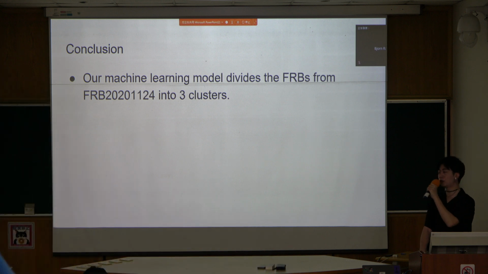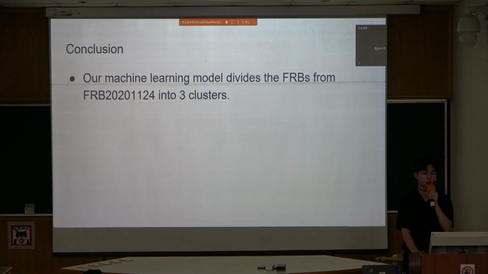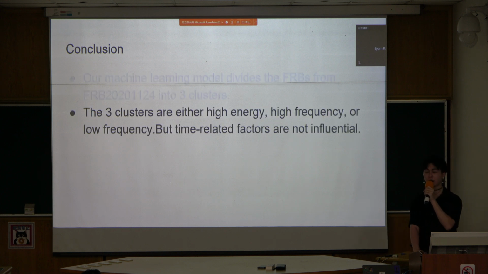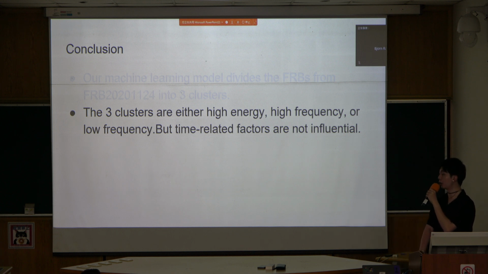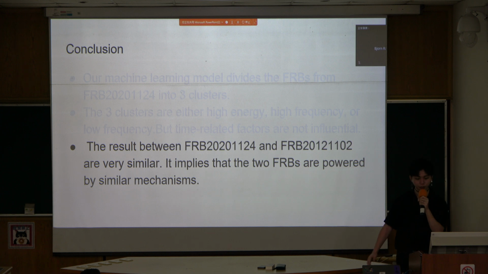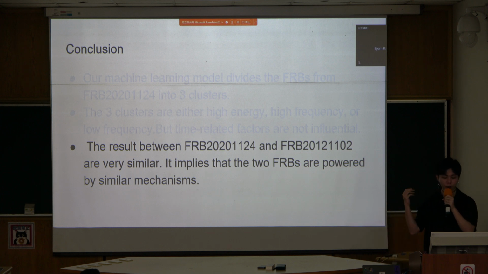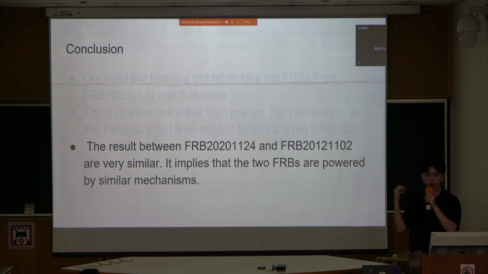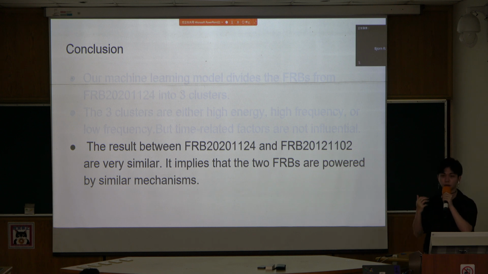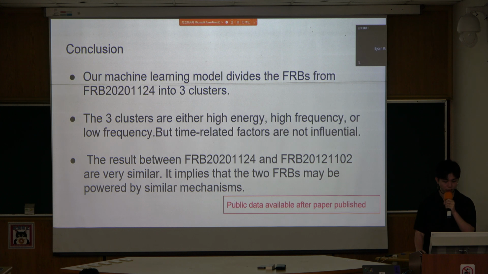So, the conclusion of chapter 2. Our machine learning has divided this FRB 20121102 into 3 clusters. These 3 clusters are either high energy, high frequency, or low frequency, but time factors are not very influential in our results. And finally, the most important result, the AI projection from FRB 20201124 and FRB 20121102 are actually very similar. This could imply they are driven by similar physical mechanics. And as far as we know, this is the first evidence saying this. So that's all. Thank you very much.